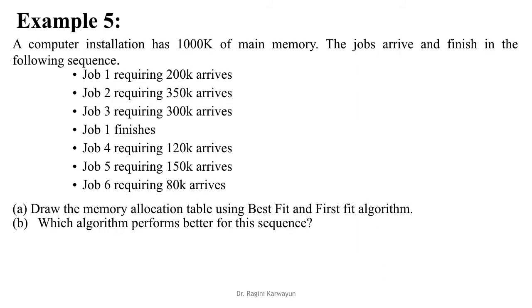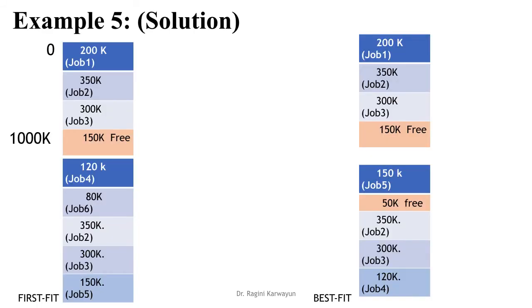अब first fit में क्या करेंगे हम, जॉब 1 फिनिशेस तो 200 का पार्टीशन खाली हो जाएगा. उसके बाद जॉब 4 आएगा, जॉब 5 और जॉब 6. Job 4 requires 120K. So here we will start our search from the topmost. So we have a 200K partition free when job 1 left out.